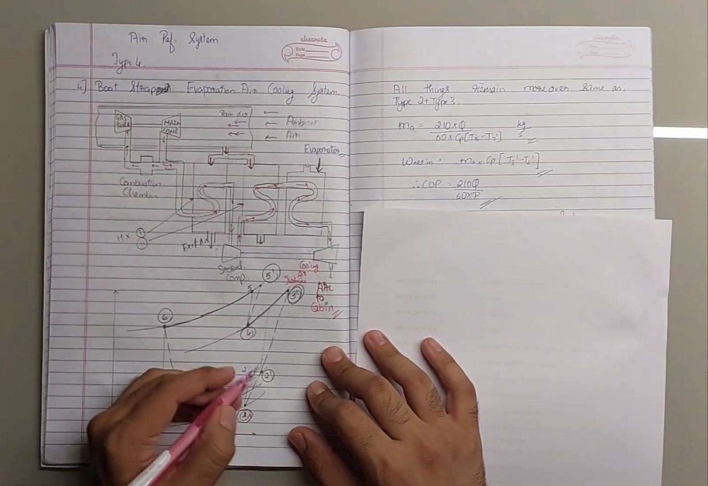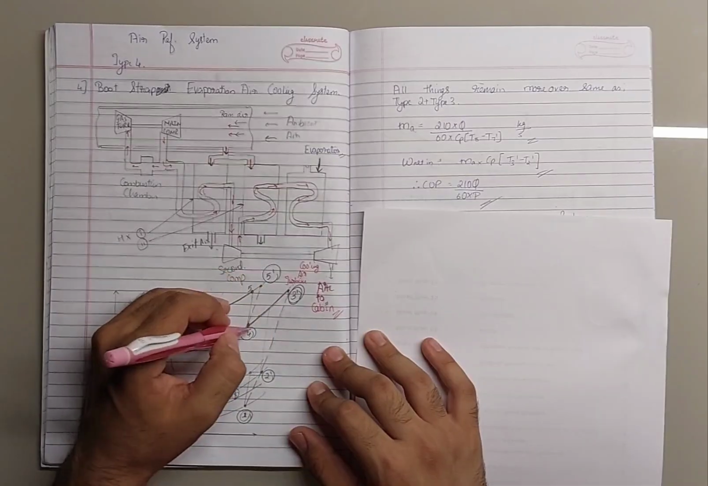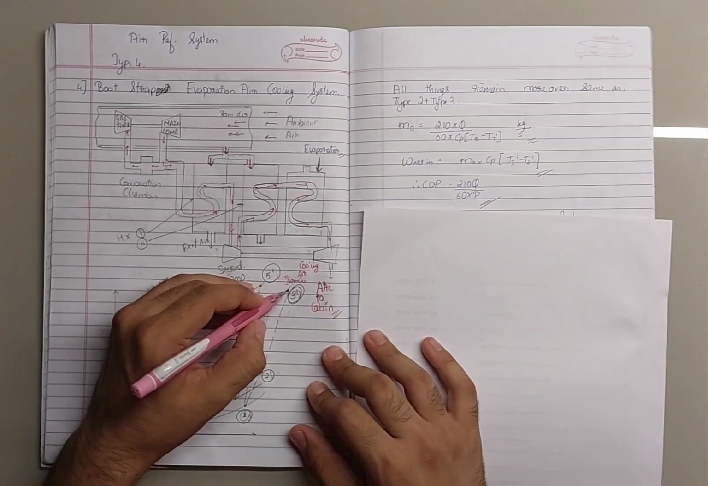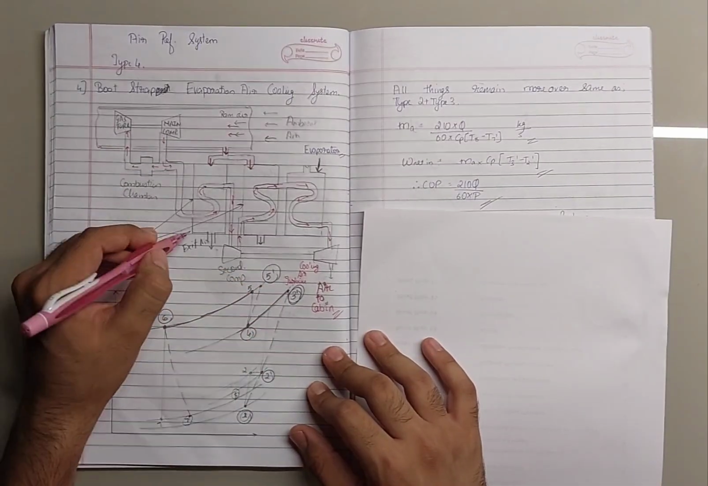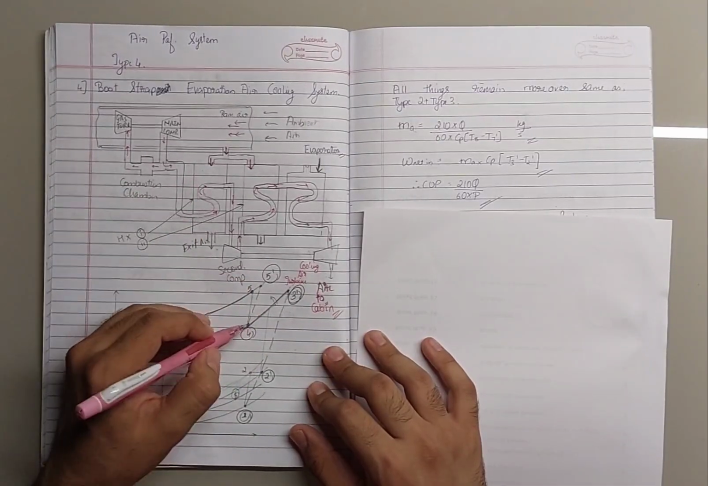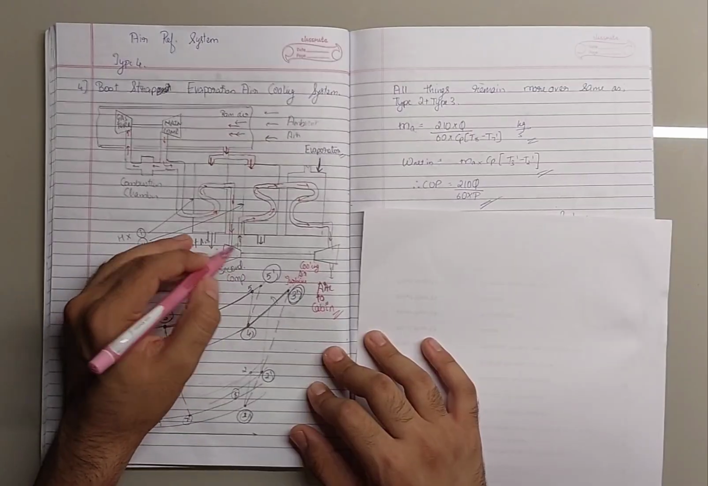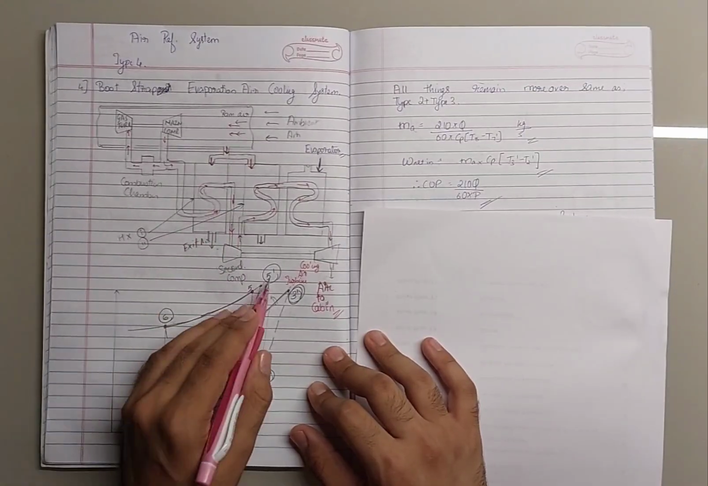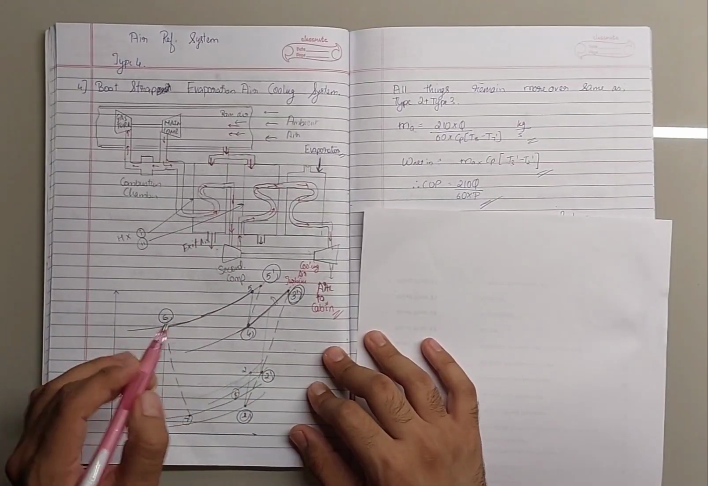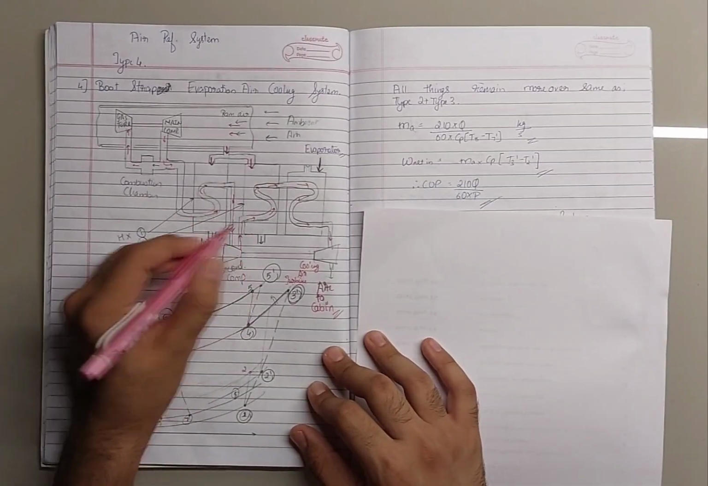Now talking about the processes. 1 to 2 dash ramming effect, 2 dash to 3 dash in the main compressor. 3 dash to 4 is the isobaric cooling effect, isobaric heat rejection to the rammed air. 4 to 5 dash is the isentropic compression in the secondary compressor. From 5 dash to 6 is the isobaric heat rejection in heat exchanger 2.